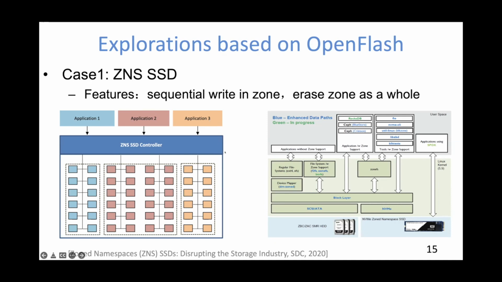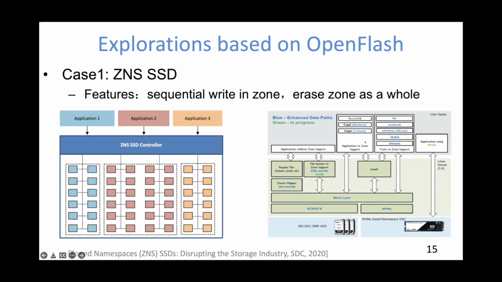For example, in the left figure, you can see we place the data belonging to application 1 in a few zones, and the data belonging to application 2 and application 3 are placed into different zones. If the data in a zone become invalid at the same time, then ZNS SSD can erase the whole zone completely. So usually we prefer to class the data according to its lifetime instead of its ownership.